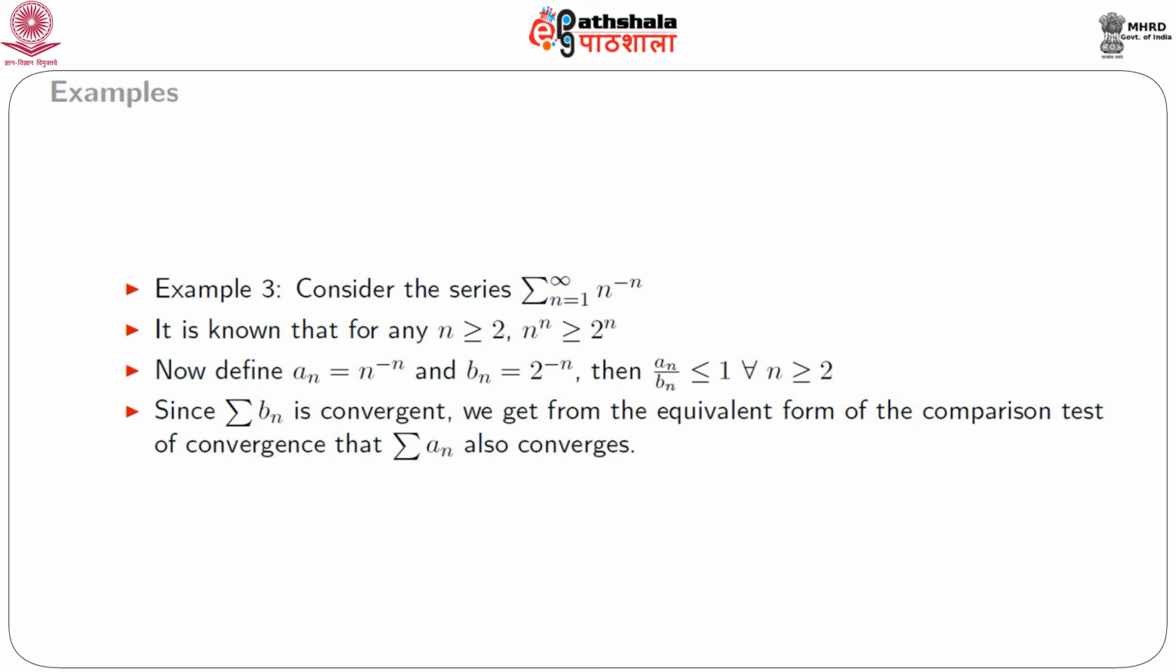Consider our next example. Consider the series with nth term as n to the power minus n, and it is known that for any n greater than or equal to 2, n to the power n is greater than or equal to 2 to the power n. Now define a_n as n to the power minus n and b_n as 2 to the power minus n. Then a_n by b_n is less than or equal to 1 for every n greater than or equal to 2, and since summation b_n is convergent, we get from the equivalent form of the comparison test of convergence that summation a_n also converges.